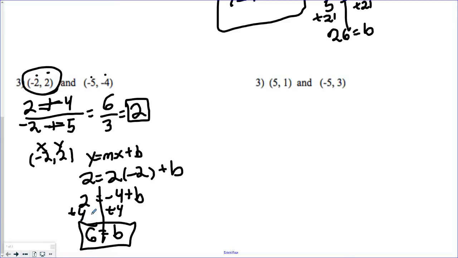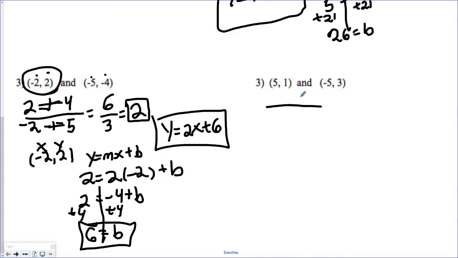And that would be my b value, and so my final answer is going to be the form of equation y equals 2x plus 6. And that is my final answer. Again, your final answer has to be in the form of an equation, not just two separate values.